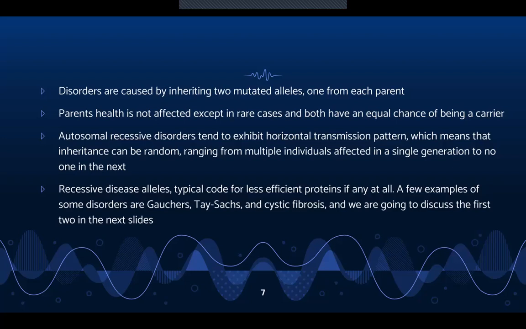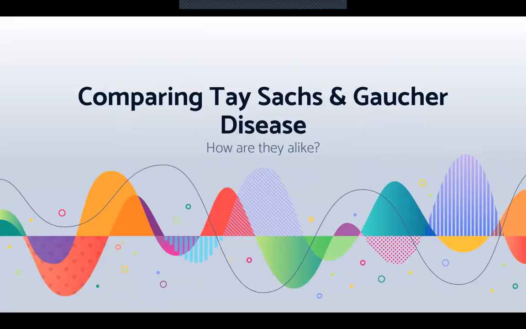Recessive disorders tend to exhibit a horizontal transmission pattern, which means that inheritance can be random for multiple individuals in one generation to no individuals in the next at all. And recessive disease alleles typically code for less efficient proteins, if any at all. A few examples of those disorders are Gaucher's, Tay Sachs, and cystic fibrosis, of which we will be going over the first two in the next few slides. Next, we are going to take a look at two autosomal recessive disorders, Tay Sachs disease and Gaucher disease. These two conditions reflect the genetic principles and patterns of inheritance previously discussed.